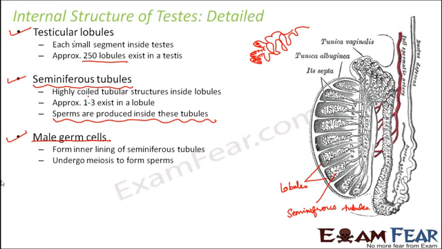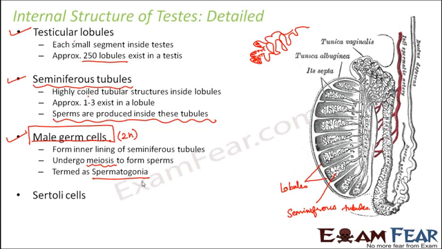These are the ones which undergo meiosis to form sperms. Meiosis is the reduction division, where the chromosome number reduces to half. So the male germ cells are diploid cells, but they undergo meiosis to form haploid sperms. So the male germ cells are those cells from where the story of sperm formation starts. These male germ cells are also known as spermatogonia. Why spermatogonia? Because they give rise to sperms, and from that it got the name spermatogonia.